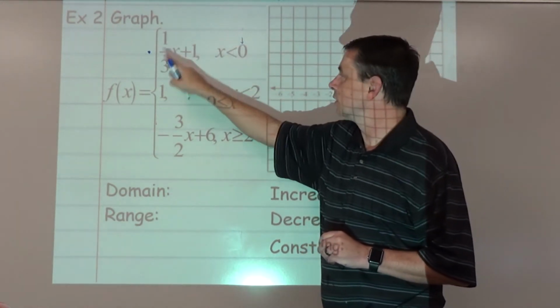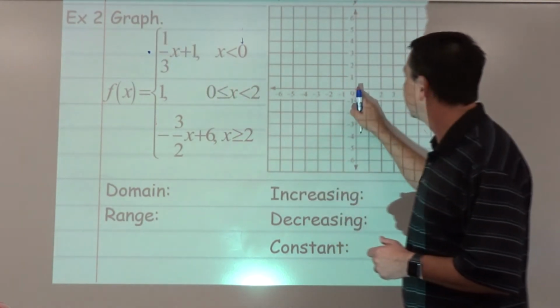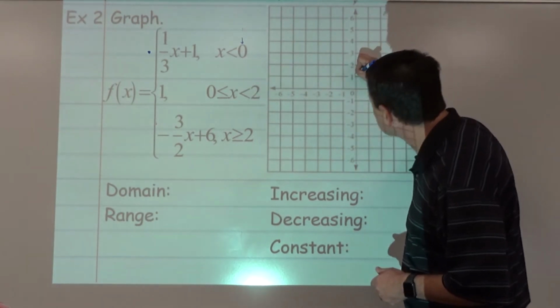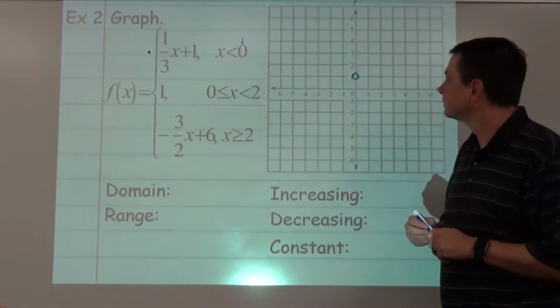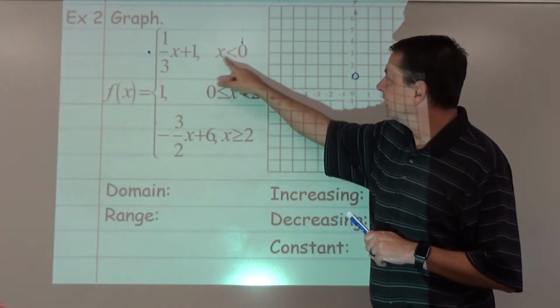So I'm going to plug in 0. 1/3 times 0 is 0, plus 1 is 1. I got a point at (0, 1). It does not have the or equal to, so we're going open circle. Now I want to pick other values of x that are less than 0.